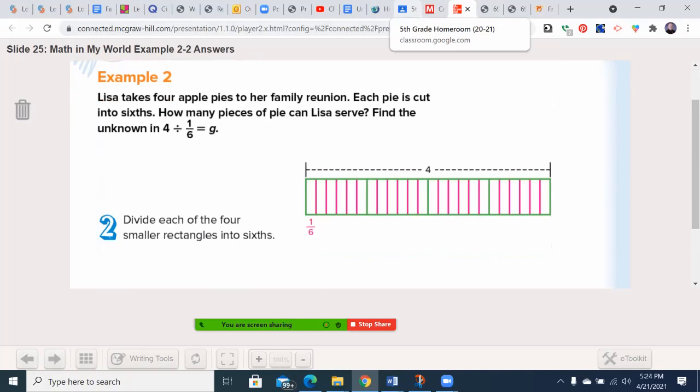4 times 6 is 24. So 4 divided by 1/6 is 24. So the unknown is 24. This can serve 24 pieces of pie. And 24 times 1/6 is 4. So go ahead and make everything else 24. I'll give you about 30 seconds, and then we'll go ahead and do the guided practice.